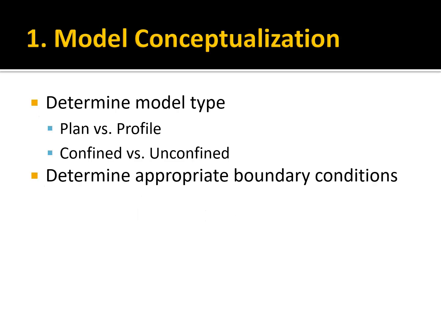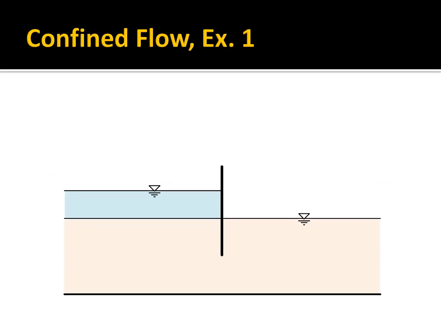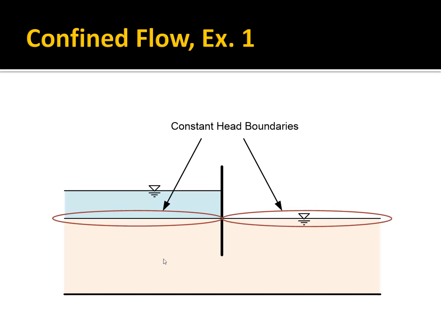So model conceptualization, you determine your model type, whether it's plan or profile. Again, we're going to do profile problems in this class. Whether you have confined or unconfined conditions, that's pretty easy to determine. What takes a little more thought is determining appropriate boundary conditions. So let's look first at some examples. This is a confined flow problem, the classic sheet pile problem, where water is flowing underneath the sheet pile from the upstream to the downstream direction.